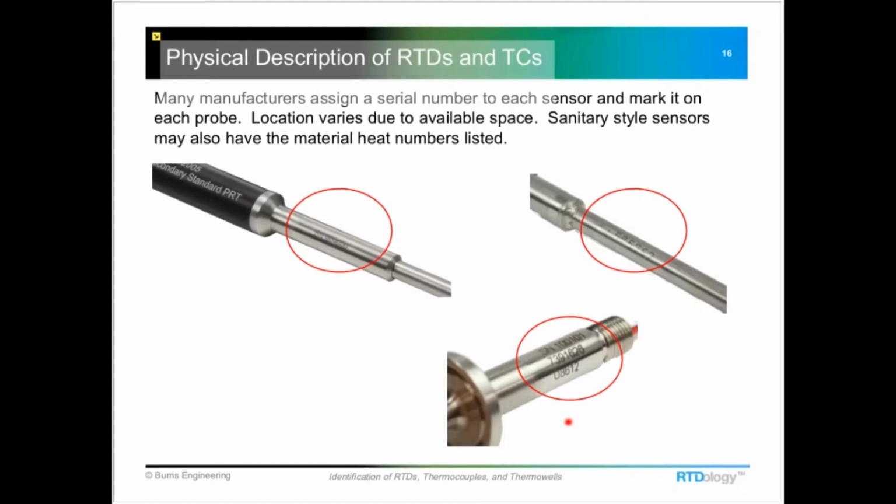Direct immersion style sensors, it might be on the non-wetted part of the sensors. This is right back on a threaded fitting, I guess, where a connection head might be mounted. And this one looks like it has a serial number and maybe some material certification heat numbers listed along with it.